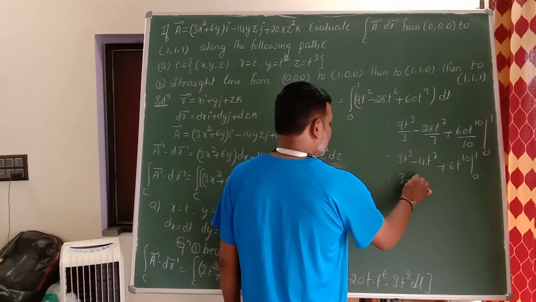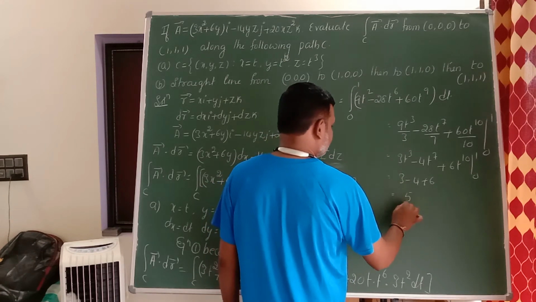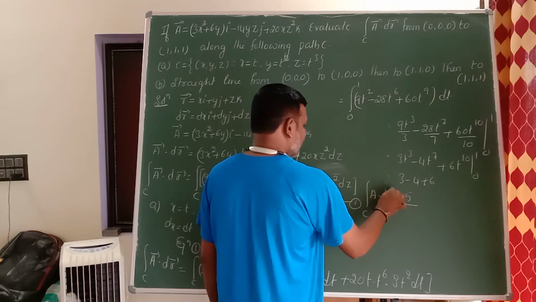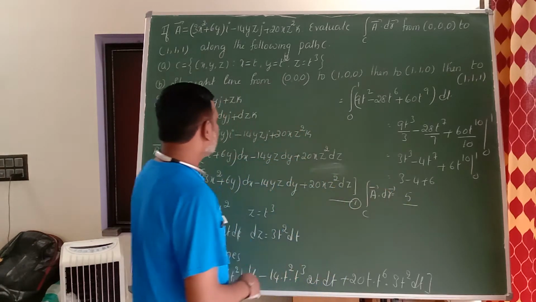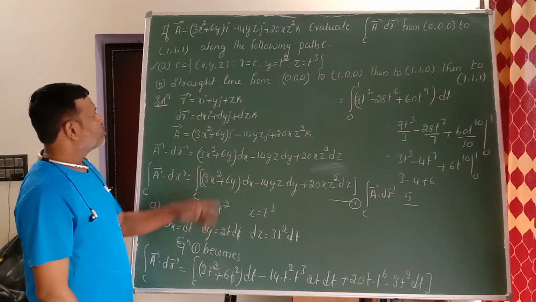So this becomes 3 minus 4 plus 6, that is equal to 5. This is our integral of A dot dr over the closed curve. The first problem is over. Now we have to do this one.